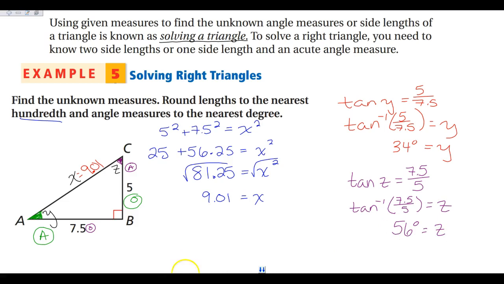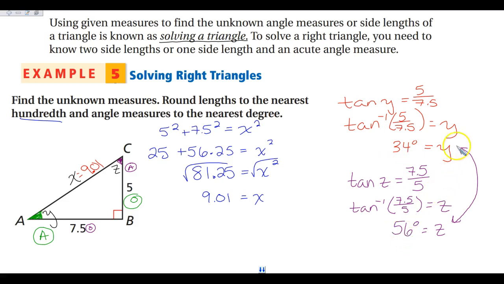Now, what you want to notice is that these two angles, z and y, are complementary. They add to 90 degrees. Since we have a right triangle, these two angles should add to 90 degrees. So this is a great check to make sure you did it right. If you are solid on your trig and you know that you're going to get this right every time, then you could do 90 minus 34 and get 56.